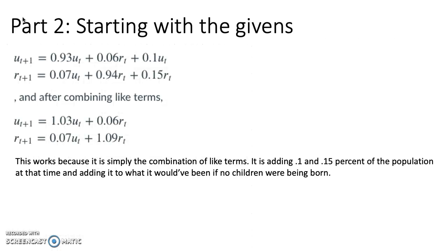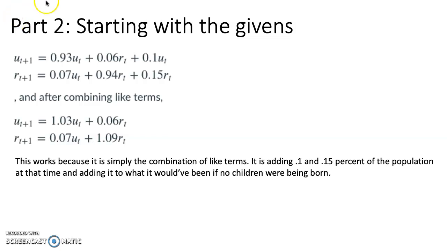And for part 2, we are starting with the givens again. We are given that there are 6% of people in the rural population that move to the urban population, and 7% of people in the urban population that move to the rural population. But there is a variable entering the system this time, which would make it not closed, and that is the 0.1% of urban population being birthed, as well as the 0.15% of the rural population being birthed.